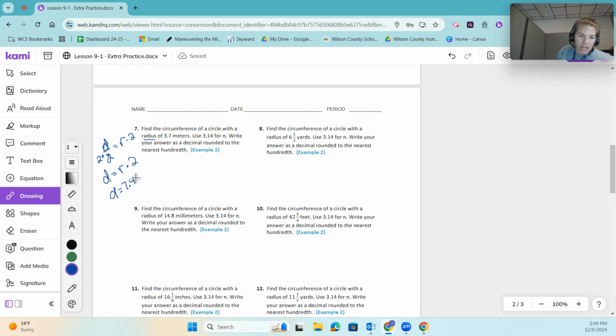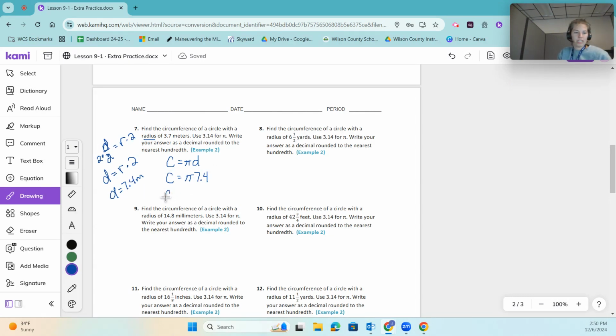Okay, now I'm not done. That is just to give me the numbers I need in order to find circumference. Remember, circumference is pi times the diameter. So if my diameter now is 7.4, I'm going to take pi times 7.4, and again, we're rounding, so I'm using 3.14 times 7.4.